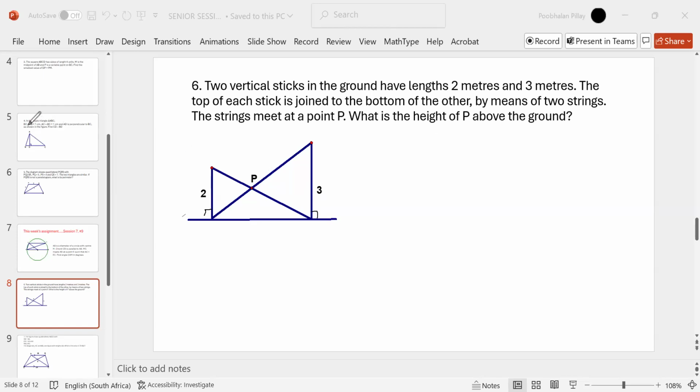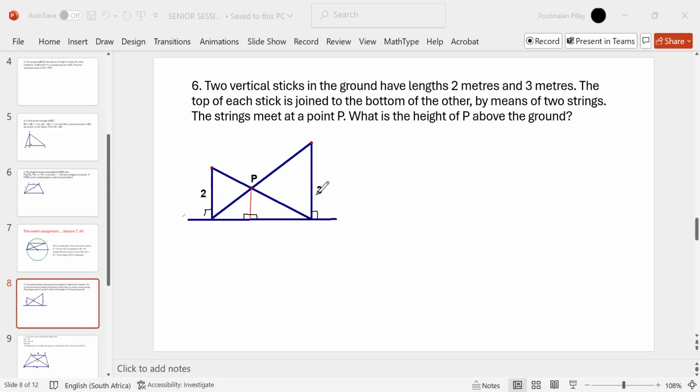So you need to work out the height of P. So I need to work out this red line. This is the height, perpendicular height. I found this very interesting because all you're told is that these two sticks are just stuck into the ground. You get the feeling that if the sticks are very far apart, then the height gets smaller.